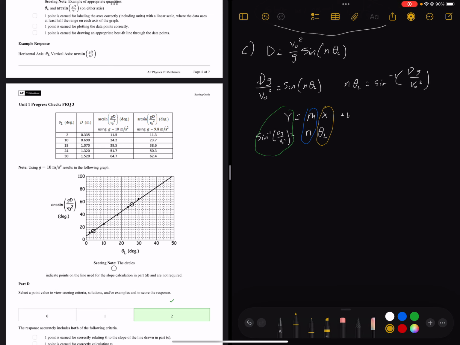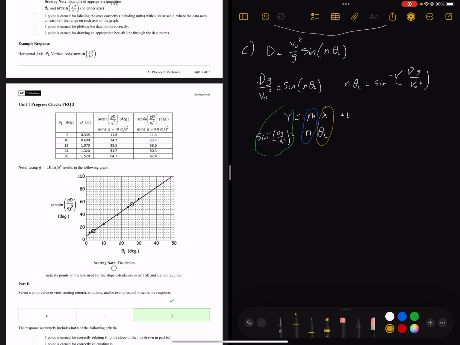Oh, I see. In the scoring guideline, you don't have to do it for both 10 and 9.8. It's just like, what if people use 9.8? If students use 9.8, they get a certain data set. If students use 10 for gravity, they get a different data set. That's all this is showing on the scoring guidelines. And that's pretty much it.